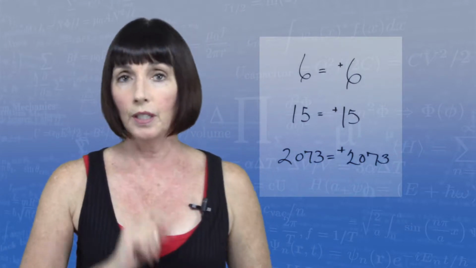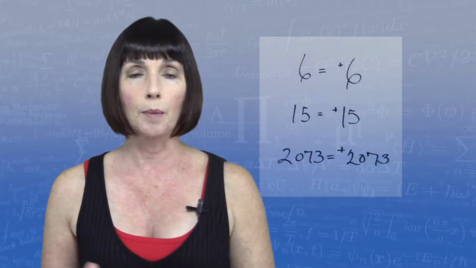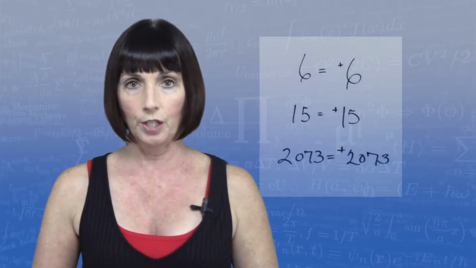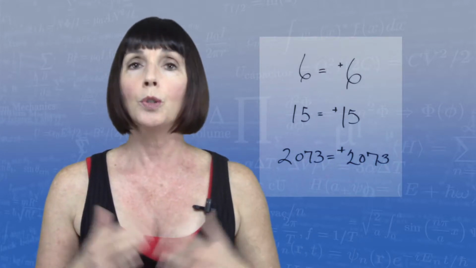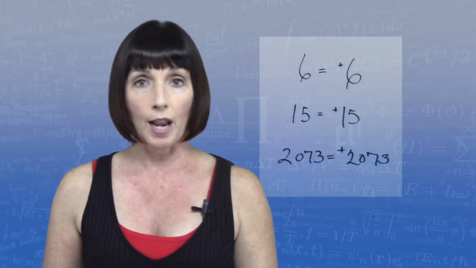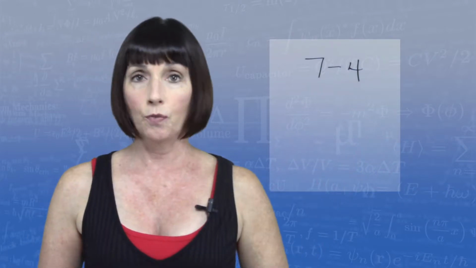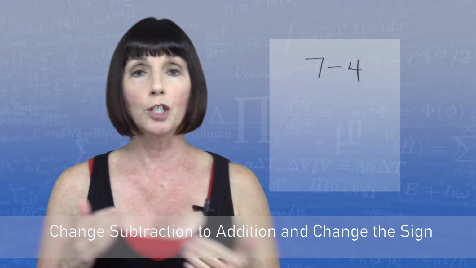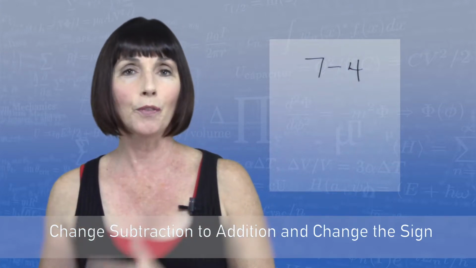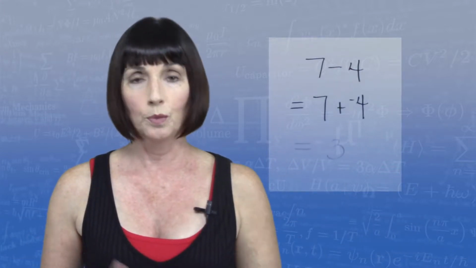Okay, the second thing you should do is, if you're dealing with a subtraction equation involving negative numbers, change it to an addition equation. It'll make it a lot simpler and you'll avoid some of those common mistakes. You can do this by simply changing subtraction to addition and changing the sign of the number that follows. For example, let's say we have 7 minus 4. We can change that into an addition equation by changing subtraction to addition and changing the sign of the number that follows. So 7 minus 4 becomes 7 plus negative 4, which is 3.